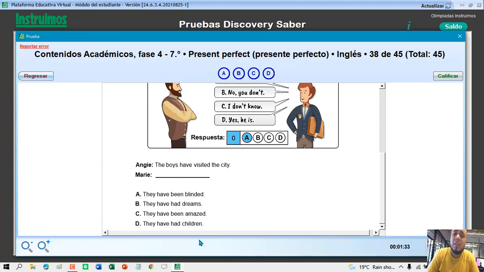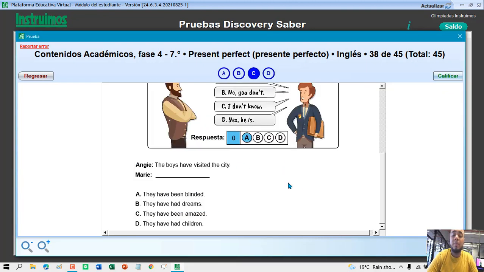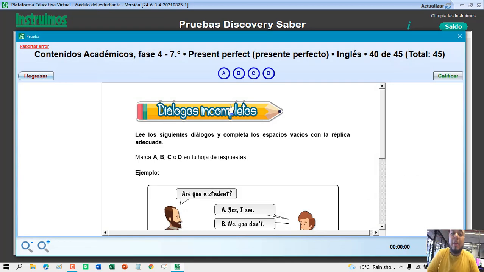So, what is going to be the answer? What do you think? Of course, vamos a completar ese diálogo. Angie dice, the boys have visited the city. And the correct option is the C. They have been amazed. Okay, we're going to go and check this question. Of course, it is correct. It is correct, okay? So, we're going to have this, okay? Also over here, we're going to speak about another question about the present perfect, okay?